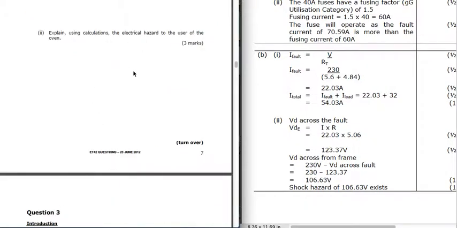The electrical hazard to the user: because the fuse hasn't blown, that fault current is going to keep flowing, and we're going to have a voltage shock at the frame. Now we're going to lose a certain amount of voltage within that fault, so we're going to lose the 22.03 amps fault current times the fault resistance, which is 5.6 ohms, giving 123.37 volts. So the voltage on the frame is going to be 230 minus that little volt drop inside. And so it's going to leave 106.63 volts sitting on the frame of the oven, and so that's a shock hazard of 106.63 volts, which is obviously dangerous.